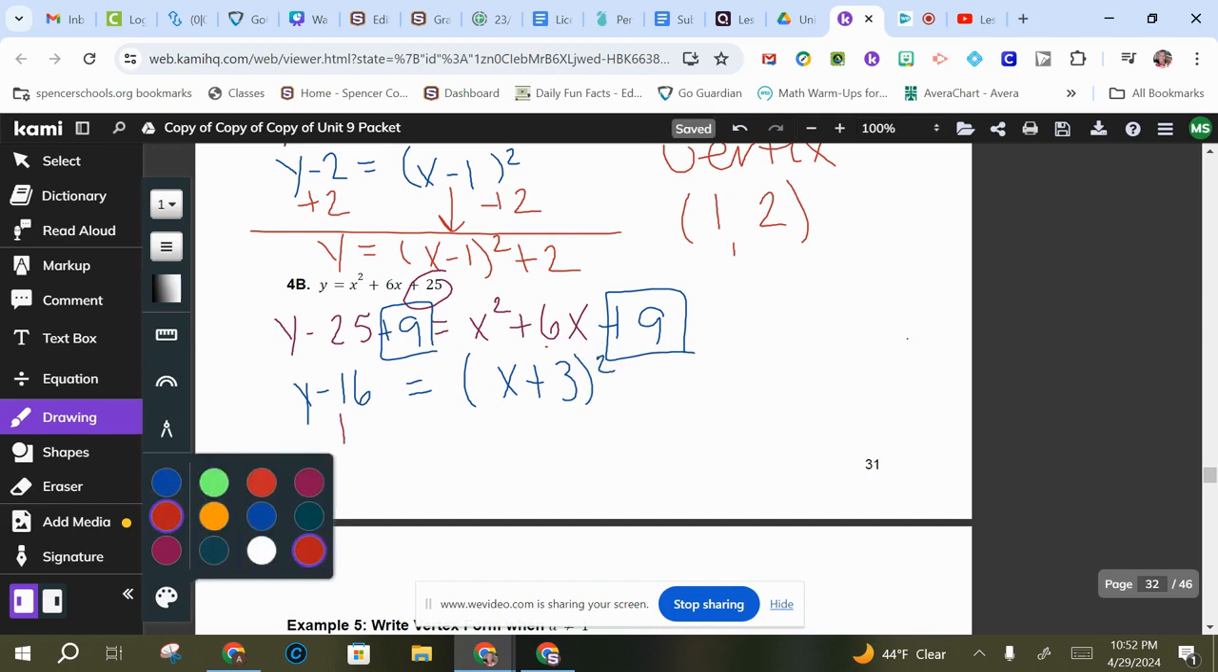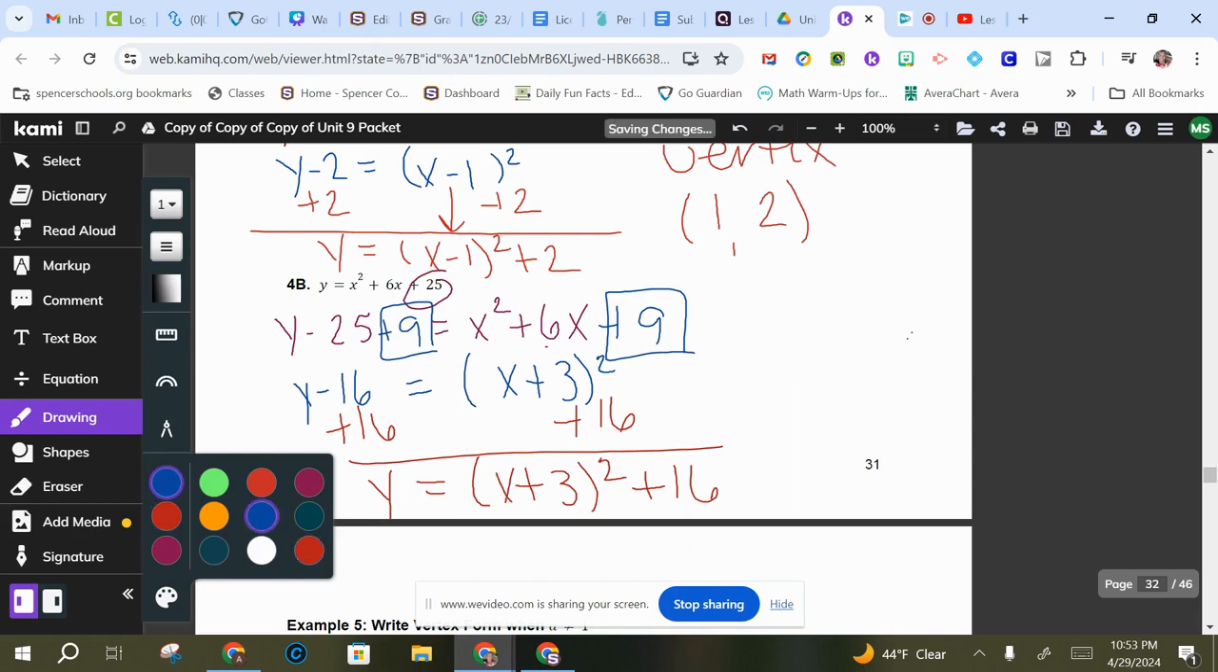y needs to be by itself because we're just leaving it in vertex form. So your final answer is y equals (x plus 3) squared plus 16, where my vertex would be -3, 16.